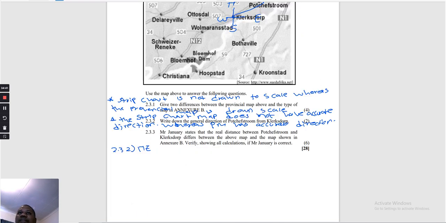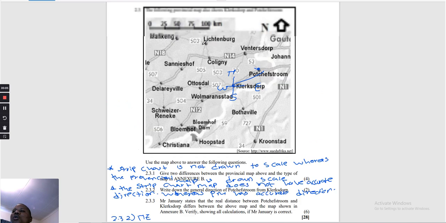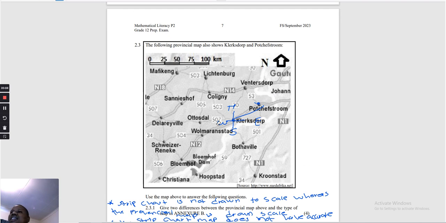Okay, let's see. Number 1, we use what? Okay, strip chart. We can say strip chart distance is straightforward. Okay, the distance there is equal to 55 kilometers. But let's look at the provincial. At the provincial, we can't use that. We must use the bar scale that is given here, because you can't even get that. So we must use what? The bar scale. So what we're going to do there, we're going to take our ruler.